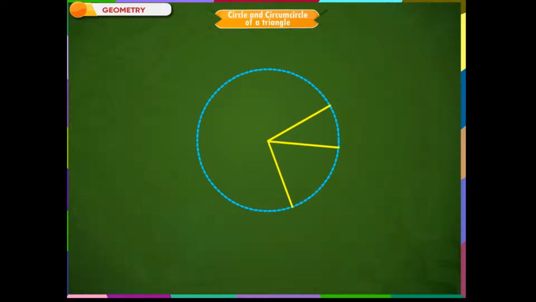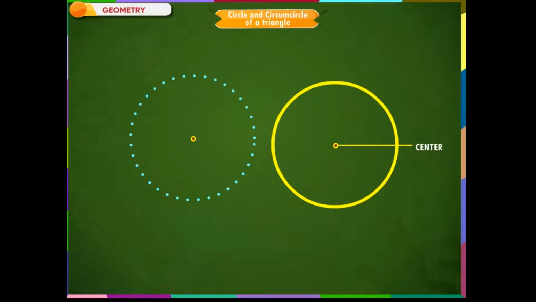Circle and circumcircle of a triangle. What is a circle? We know that a circle, a two-dimensional shape, is a closed loop, every point on which is a fixed distance from a center point. Another way to define a circle is to say that it is the set of all points that are at the same distance from a fixed point, as shown in figure 1.